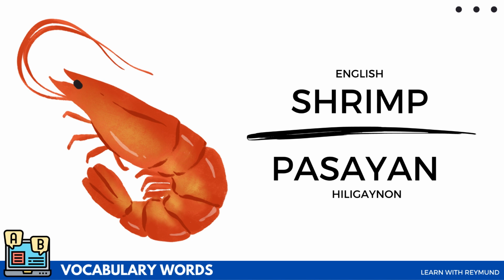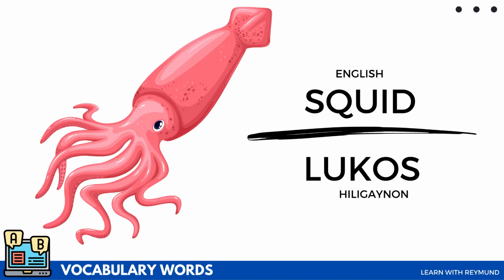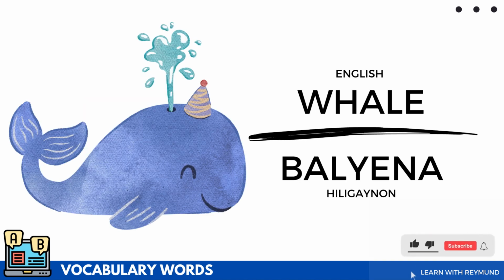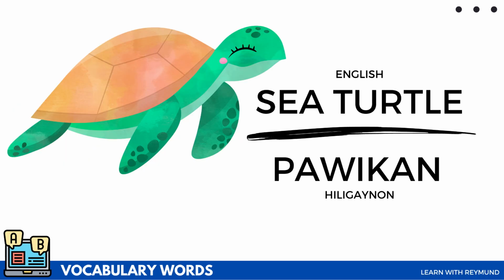Shrimp, pasayan. A squid in English is locos in Hiligaynon. Squid, locos. A fish in English is isda in Hiligaynon. Fish, isda. In English, it's a whale, and in Hiligaynon, it's a balyena. Whale, balyena. A sea turtle in English is pawikan in Hiligaynon.